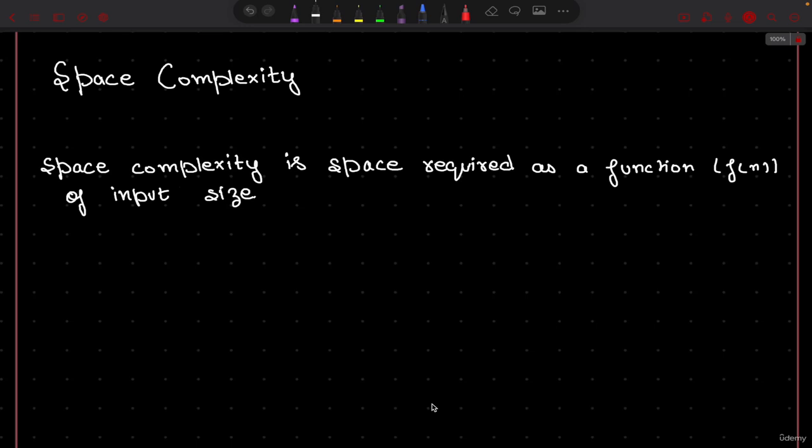Now I will be explaining space complexity with a very easy example. You can just think of your operating system. Let's say you will be watching this video on your Android phone or your laptop or somewhere. So first let us see what space complexity comprises of. Space complexity is the space required for input space plus the auxiliary space.